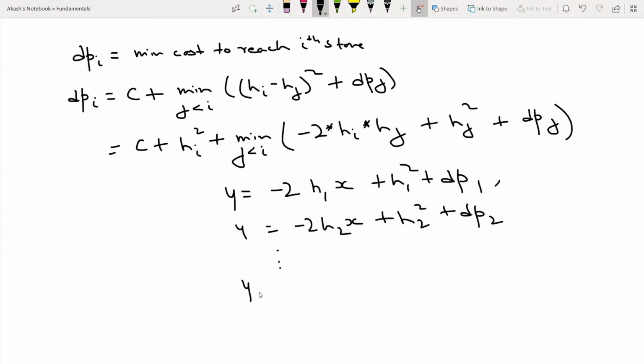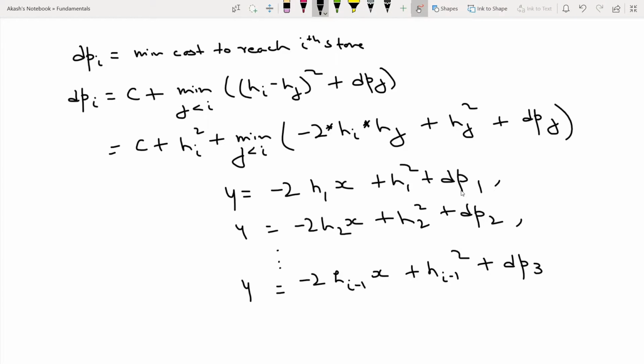Say we have till n minus 1, y equals minus 2 hi minus 1, hi minus 1 x plus hi minus 1 squared plus dp3. See, all these equations are straight lines because h1 is constant, which is already given in the problem, and h1 squared plus dp1 is constant, because for a given h1, to reach a given stone, there should be only one minimum cost, right? I meant to say dpi will have a constant value. So this is also constant, this is also constant. So we can write all those values in this way.